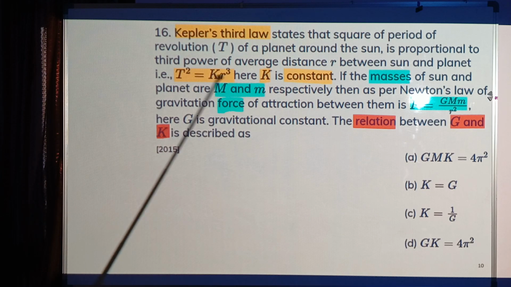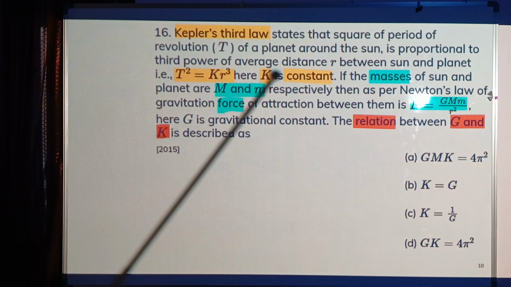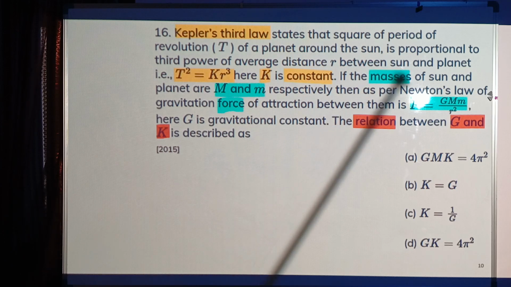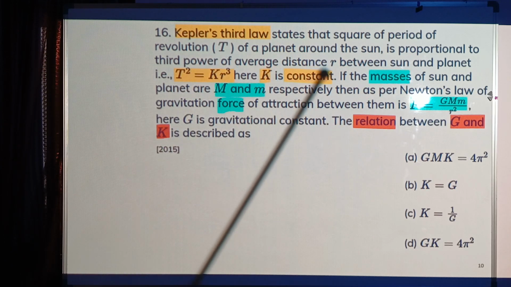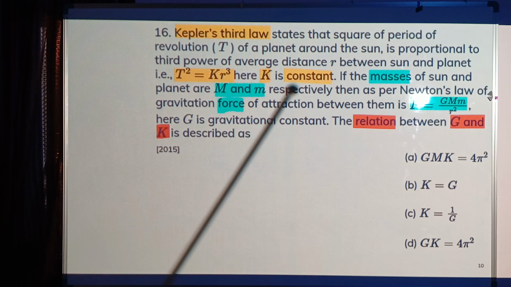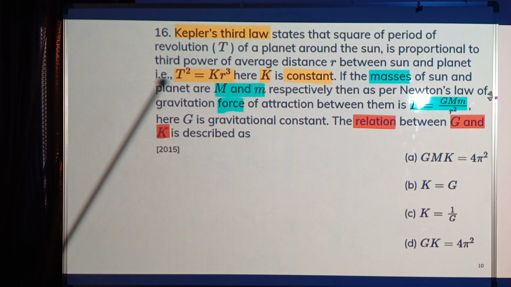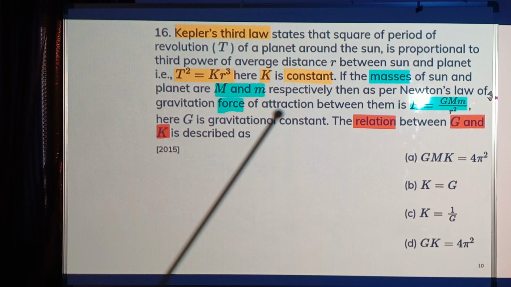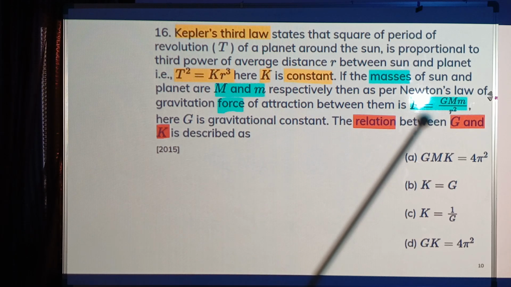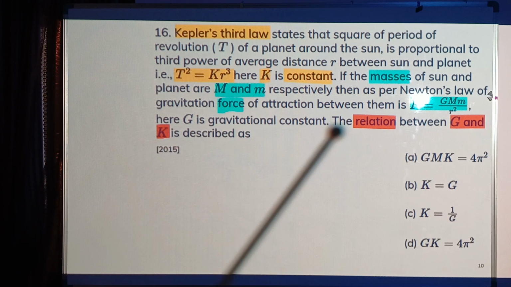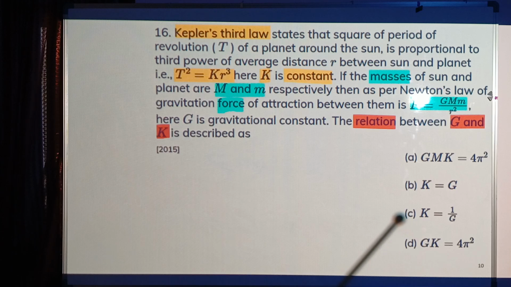This is the first one. Kepler's third law states that the square of the period of revolution T of a planet around the sun is proportional to the third power of the average distance r between sun and the planet. That is, T square is k into r cube. Here k is a constant. If the masses of sun and planet are capital M and small m respectively, as per Newton's law of gravitation, the force of attraction between them is F equal to GMm by r square. Here G is the gravitational constant. The relation between G and k is described as. You can pause and try this question.